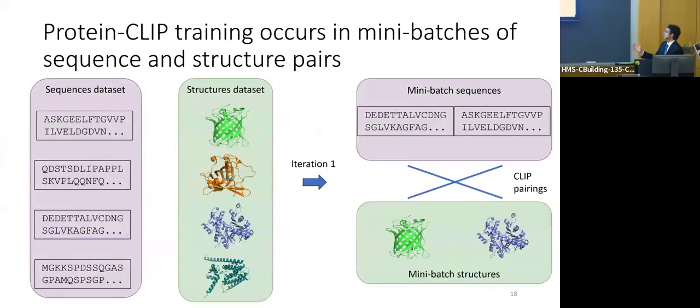Okay, so this is what the mini batches would look like in this first implementation of CLIP for proteins, where in a mini batch there are whole proteins, and we can use ESM to generate a representation of the entire sequence, and we can use coordinator to generate a representation of the entire structure, and then we want CLIP to pair up those representations.